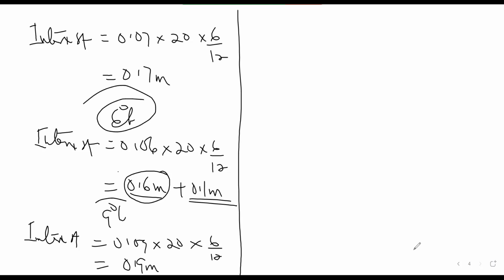So the effective interest rates are 6% and 9%. That is the actual interest for the period. Okay. So that is for that.